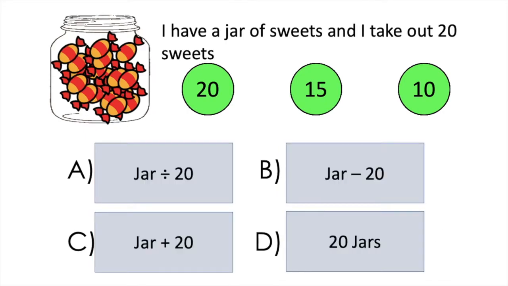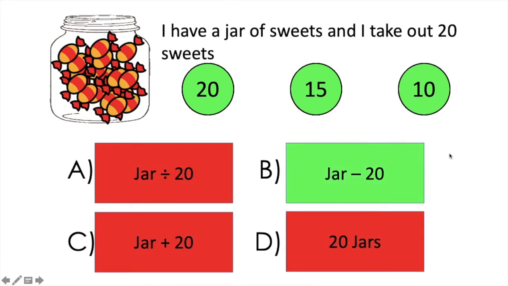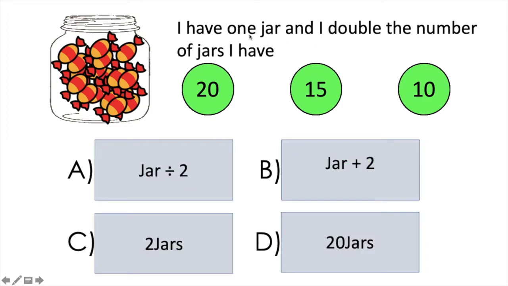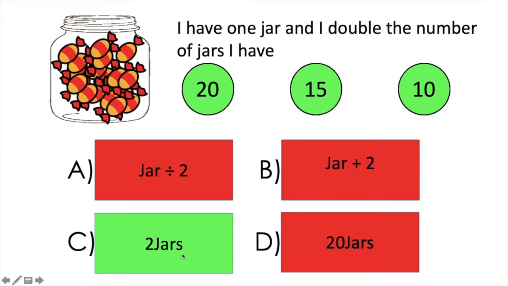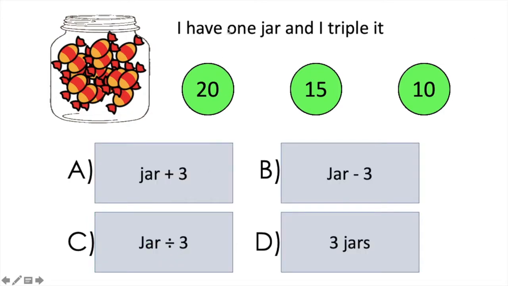I have a jar of sweets and I take out 20. Now that's too many to take out. So imagine we take out 20. What is the answer going to be? Jar minus 20. I have 1 jar and I double the number of jars I have. Now we have 2 jars.